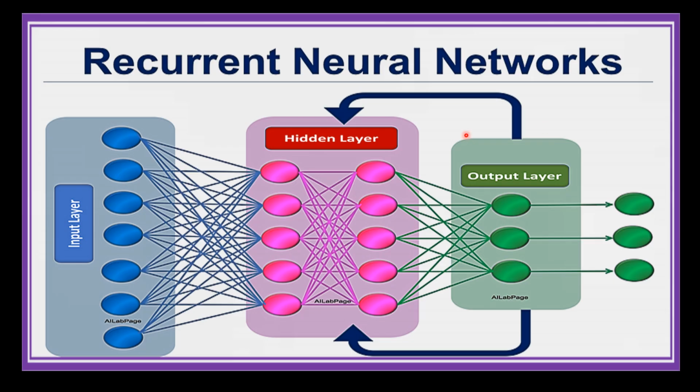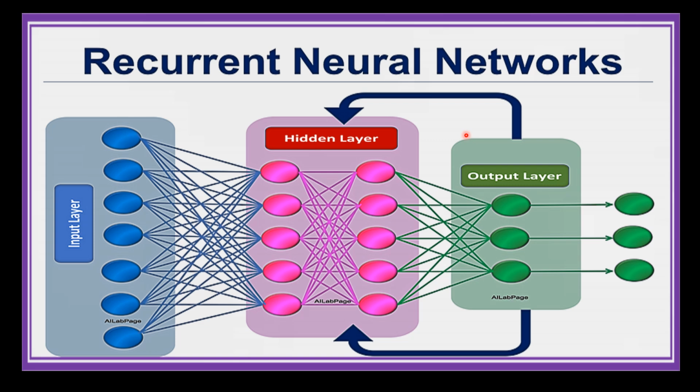Then comes the recurrent neural network. Now, recurrent neural networks are a type of neural network designed to process sequential data such as time series, speech, or text data. They are called recurrent because they have recurrent connections, allowing information from previous steps to be carried forward and influencing the current step's computation.